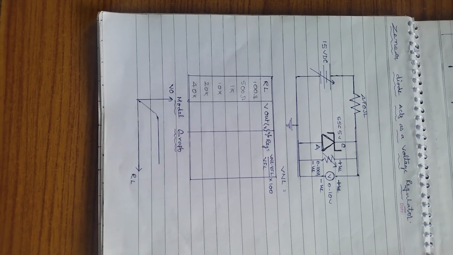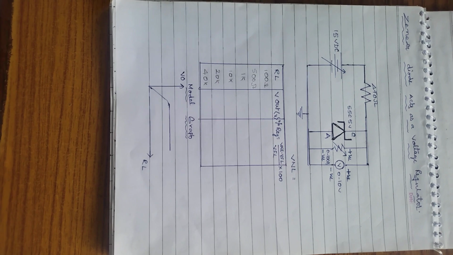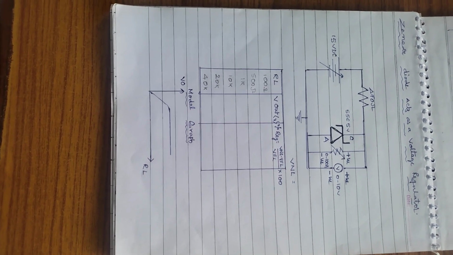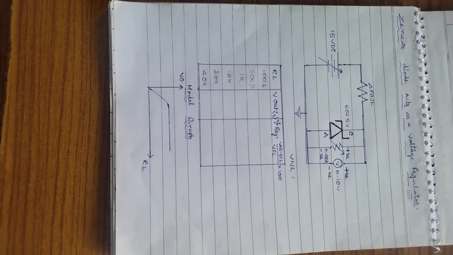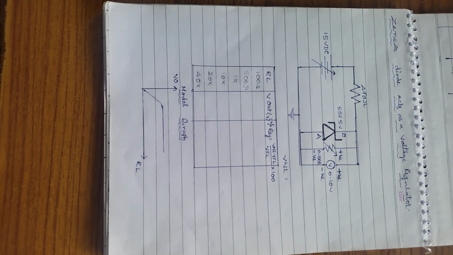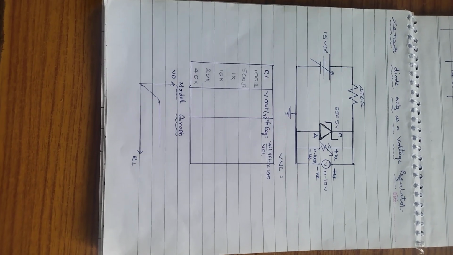We know the applications of the Zener diode. One of the applications of the Zener diode is as a voltage regulator. The Zener diode can be used as a voltage regulator. Now, here is the circuit diagram used for the regulator.